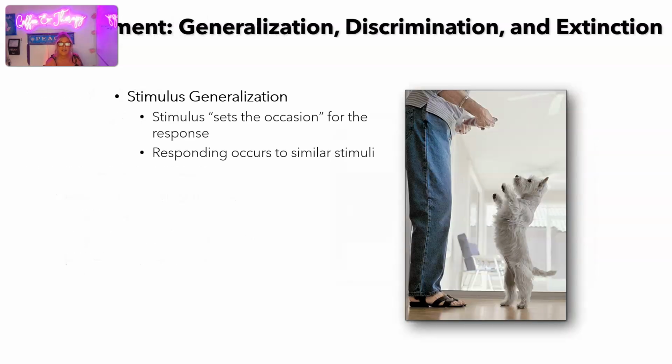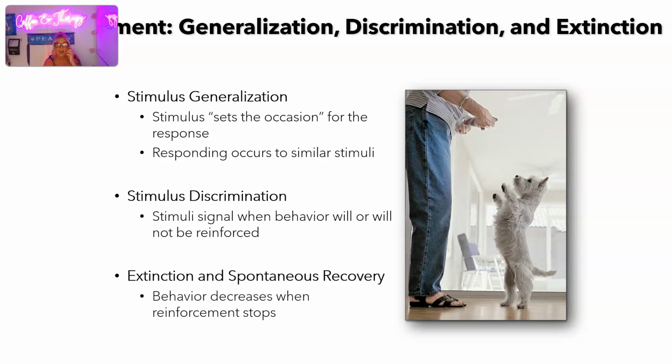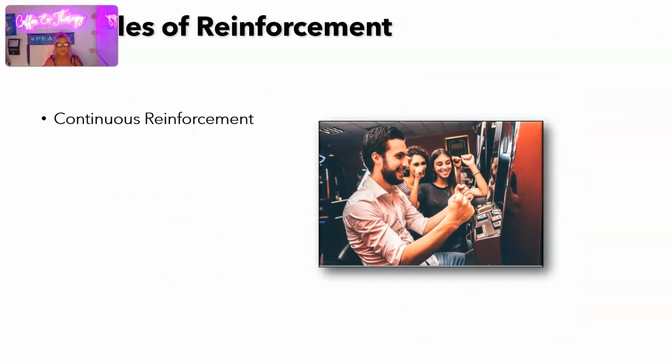All right, going back to stimulus generalization. The stimulus sets the occasion for the response. Responding occurs to similar stimuli. And stimulus discrimination: stimuli signal when behavior will or will not be reinforced. And then extinction and spontaneous recovery, all of these I have covered. So that is behavior decreases when reinforcement stops. Again, reminder of the bell: when you stop pairing it with the food, the dog stops salivating.